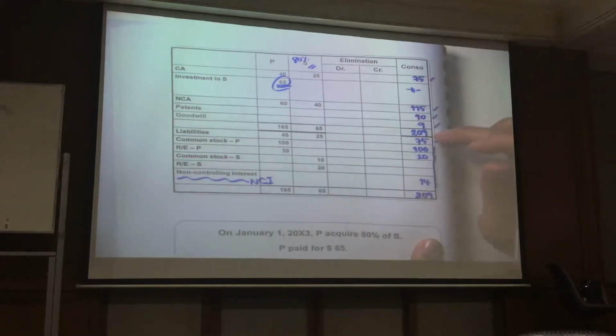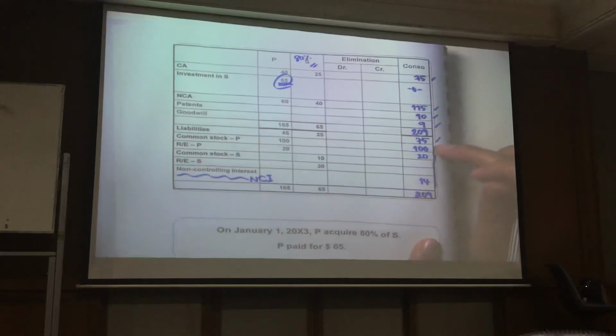You're done with the asset side. Now, liability side. 75, 100 is our common stock. 20 is my retained earning. But we still got 1% left.